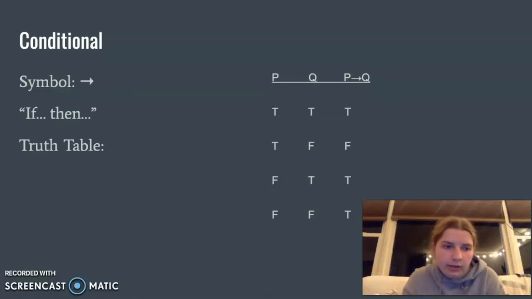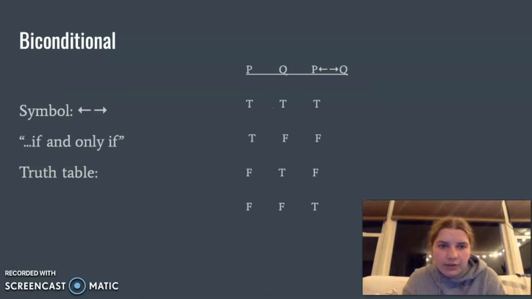Now we go on to the biconditional. It is important to remember the biconditional is the two arrows, not a singular arrow. This is represented with the phrase "if and only if." The truth table for a biconditional is very easy to remember.